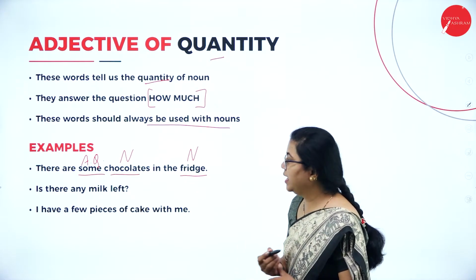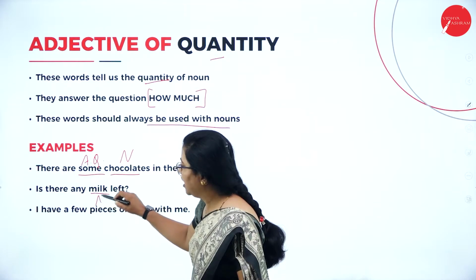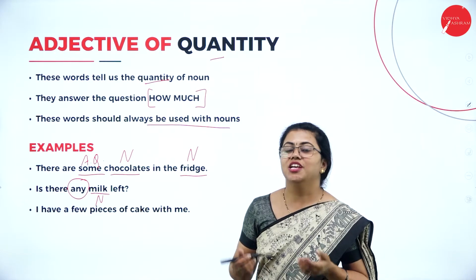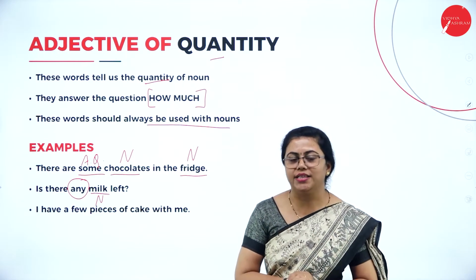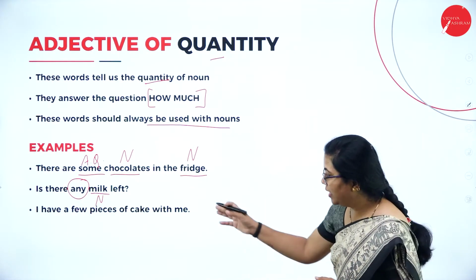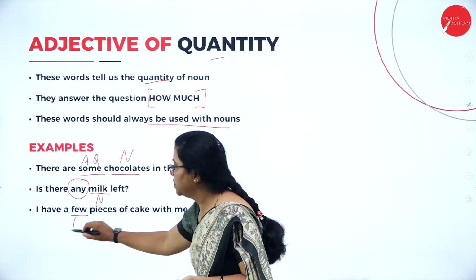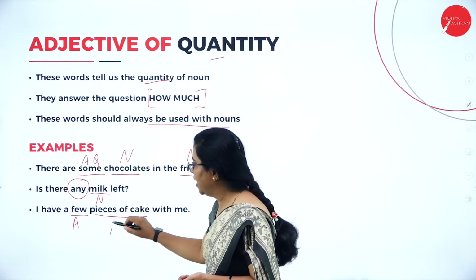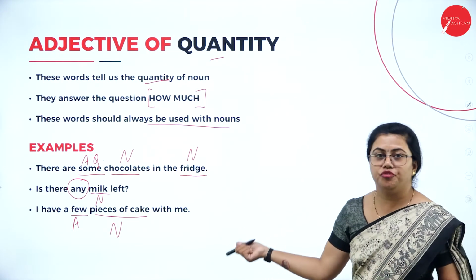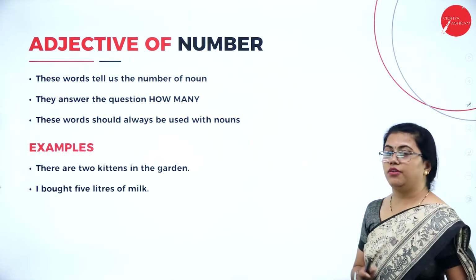Another example: is there any milk left? How much milk is left, you are asking. Okay, you are not asking how much is the milk left, but is there any milk left? So any comes under how much, the quantity, some measurable quantity. So here this comes under adjective of quantity. In this last example, I have a few pieces of cake. So few pieces, few becomes the adjective here. Pieces of cake, this phrase comes under a noun. So this can be a noun phrase or can also be only a single word, that is a noun. So this is all about adjective of quantity.